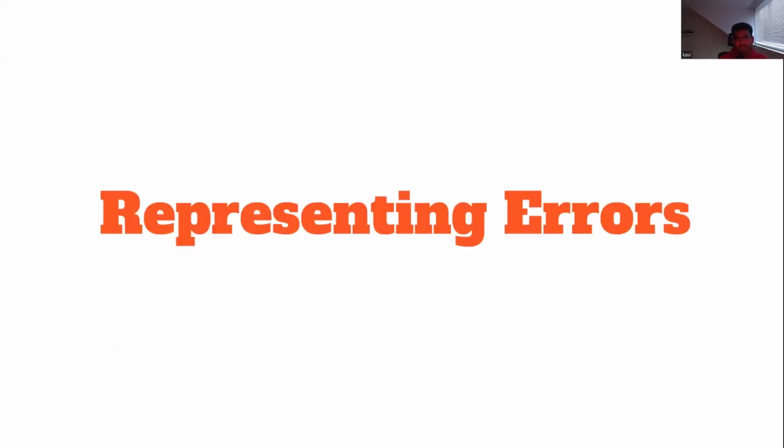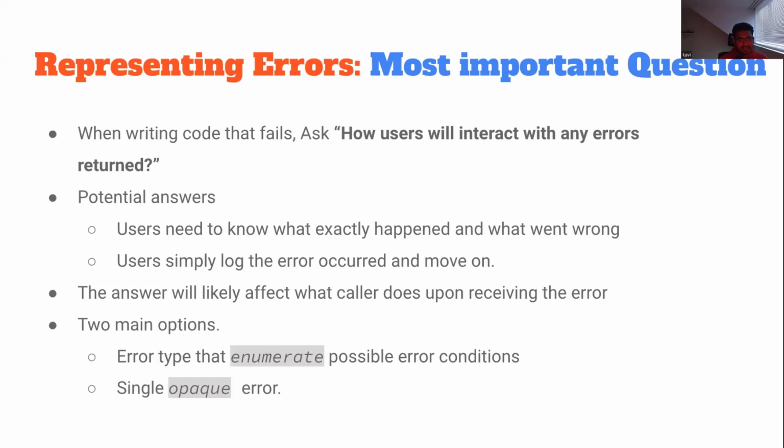So let's start with representing errors. What Jon starts the chapter with is this: anytime you write code in Rust that fails, you should ask yourself an important question, which is how the users actually calling or using this code will interact with the errors returned by your code. That's an important question, which decides how you should represent the errors that you're going to return to the user.